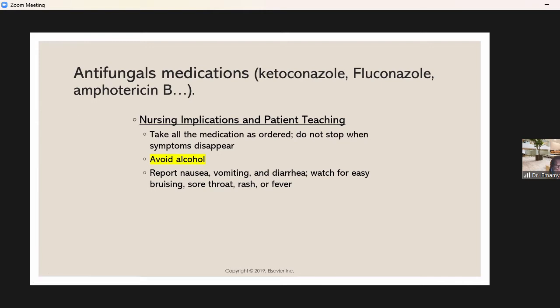A patient who takes antifungal medication, advise them to report any skin rash, because skin rash, sore throat, and urticaria might all be signs of a severe allergic reaction. And of course, a patient who takes antifungal medication should avoid alcohol because alcohol is hepatotoxic.